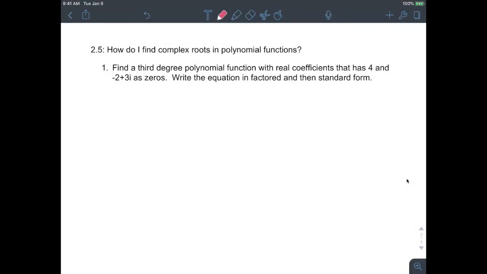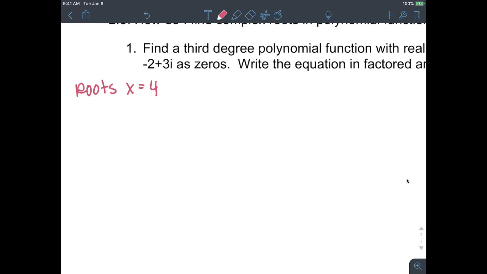So I know that I have roots at x equals 4 and x equals negative 2 plus 3i. Remember, we're a third degree polynomial, so how many roots should we have? We should have 3 roots. I have one that's complex, so I'm going to have a second that's complex, negative 2 minus 3i, my complex conjugate. We're going to set this up in factored form.